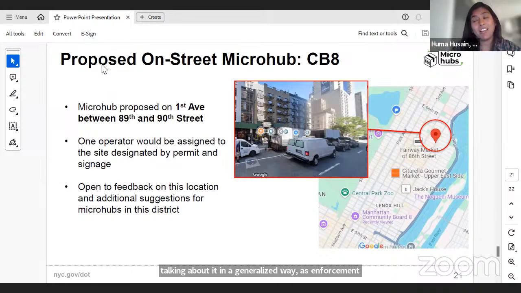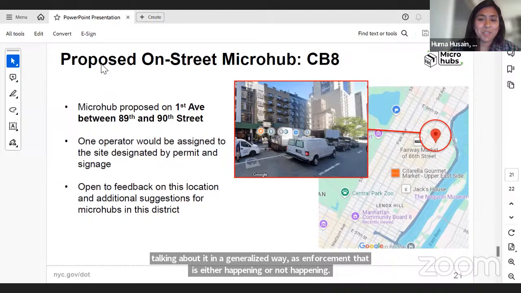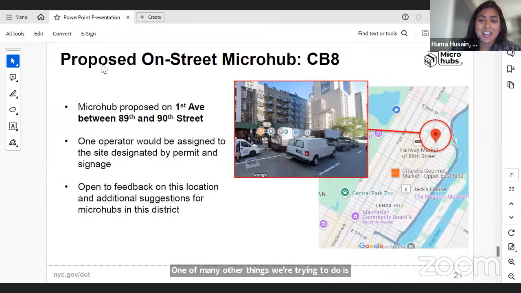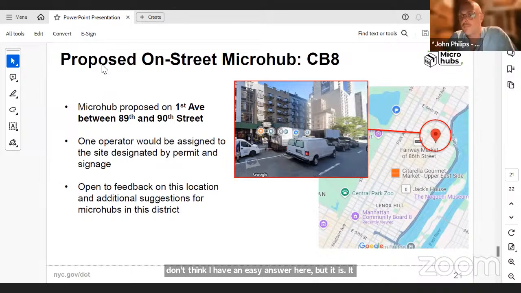Yeah, I mean, one of many other things we're trying to do is install more loading zones to allow space for trucks, which is something that I'm also working on. And we're in the third year of expanding kind of citywide. So that would be the solution, is providing more truck space elsewhere. It's impossible to solve fully. I mean, yeah, we're solving for one and maybe reducing space for others. But yeah, I hear you. I don't think I have an easy answer here, but it is something we think about. Yeah, it's certainly not an easy answer.